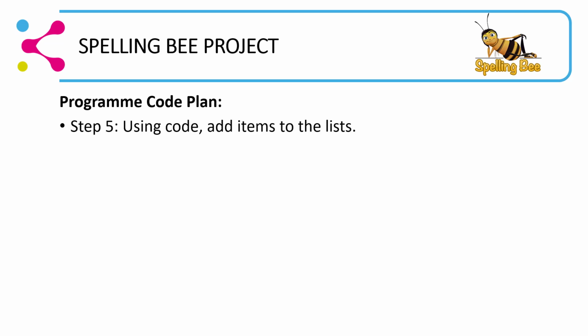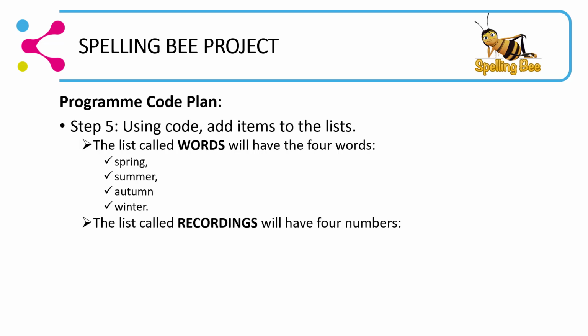In step 5, we will add the items to the two lists using code. The list called words will have the four words spring, summer, autumn, and winter. The list called recordings will have four numbers 1, 2, 3, 4, indicating the numbering of the sound recordings of the four words, where 1 is spring, 2 is summer, 3 is autumn, and 4 is winter.